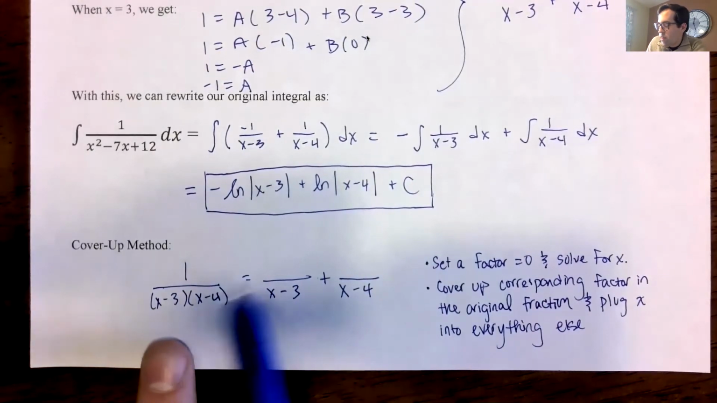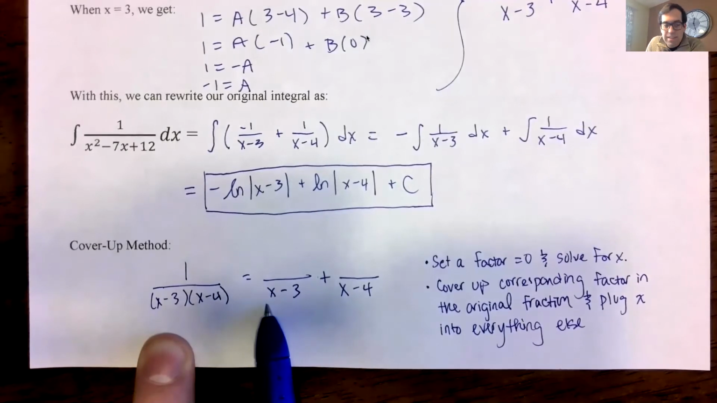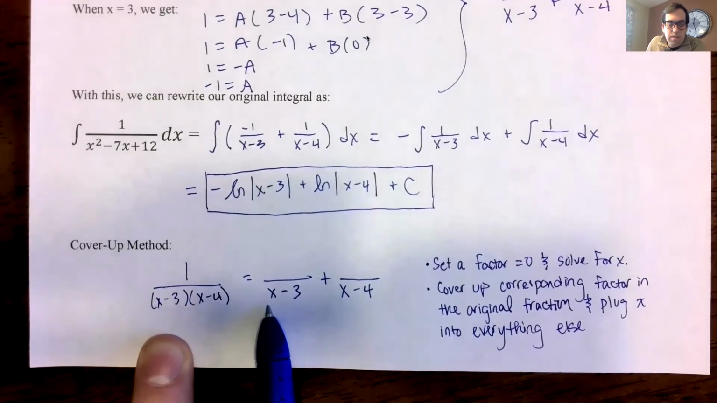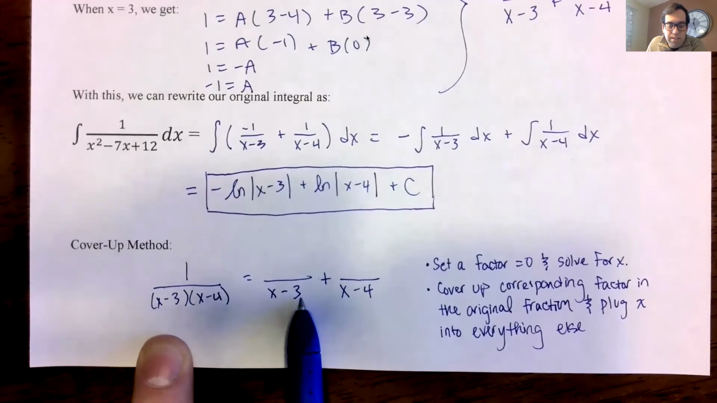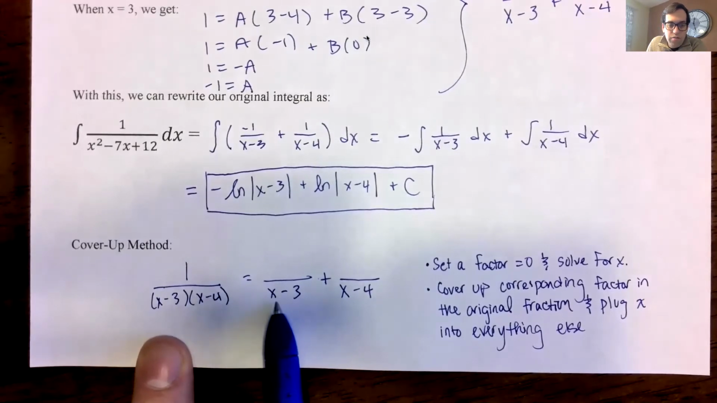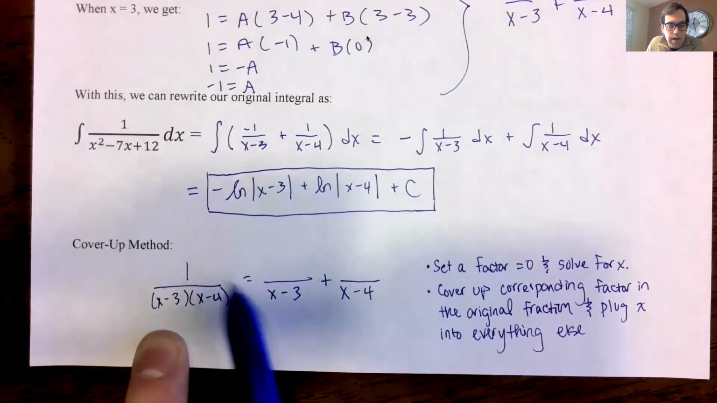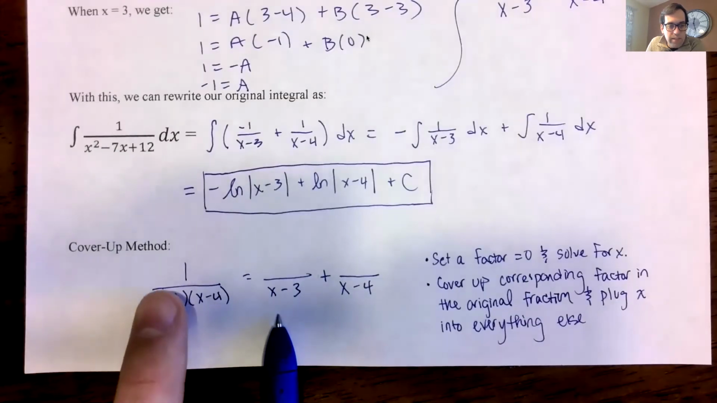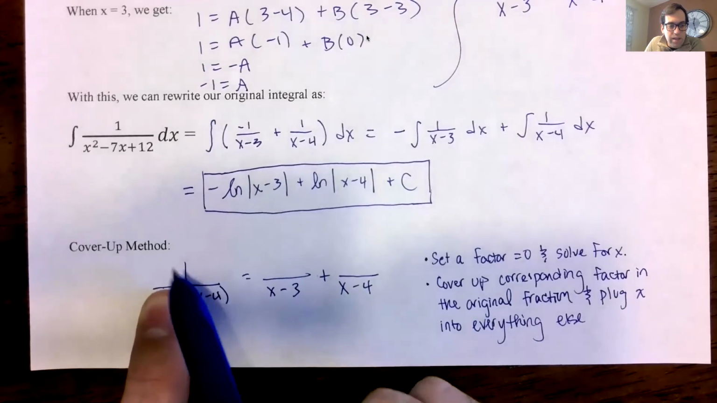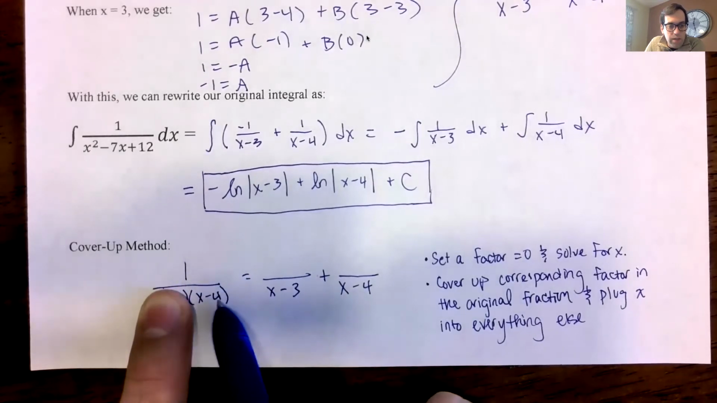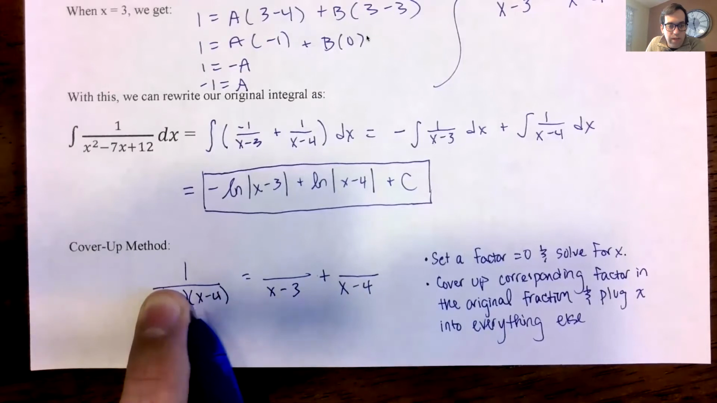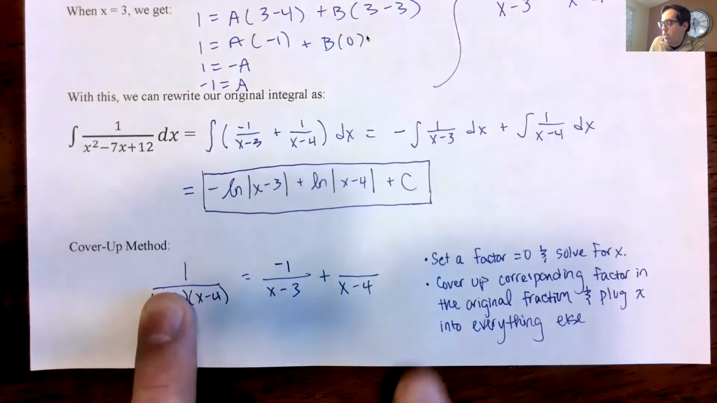So let's start with the x minus 3. If I want to set this factor equal to 0 and solve for x, I would get x equals 3, right? Because 3 minus 3 is 0. So what I do is in the original fraction, I cover up the x minus 3. Think of this now as just 1 over x minus 4 and plug that 3 in for x. So we would get 1 over 3 minus 4. So I'm getting 1 over negative 1, which is negative 1.